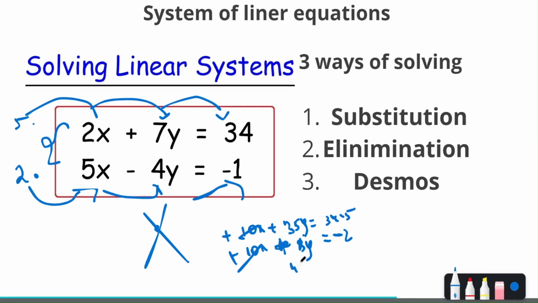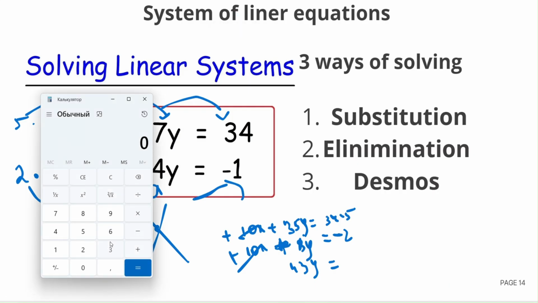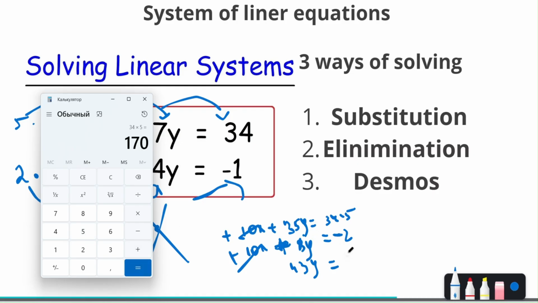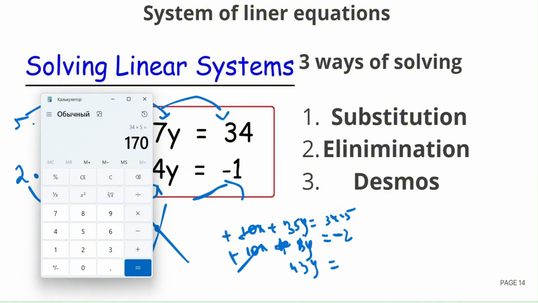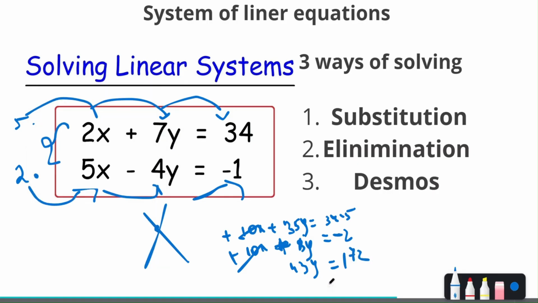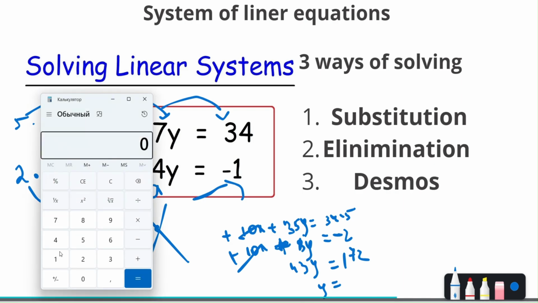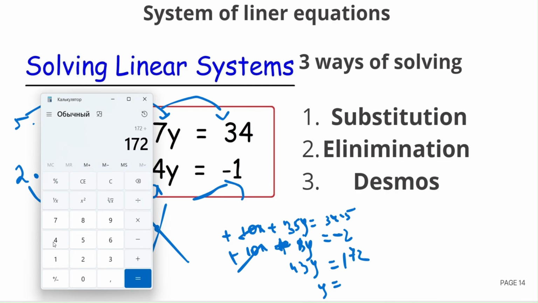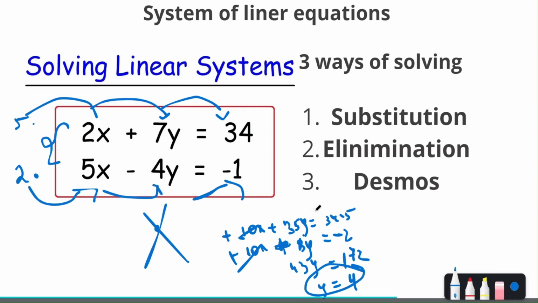It will be 43y equals to, now we've got to calculate 34 multiplied by 5, which will be 170, sorry. And 170 subtracted by minus 2, and again minus 2, it will be 172. And we've got to find y. If you want to find y, we want to divide 172 by 43. That will be 4. We've got 4 for our y value.